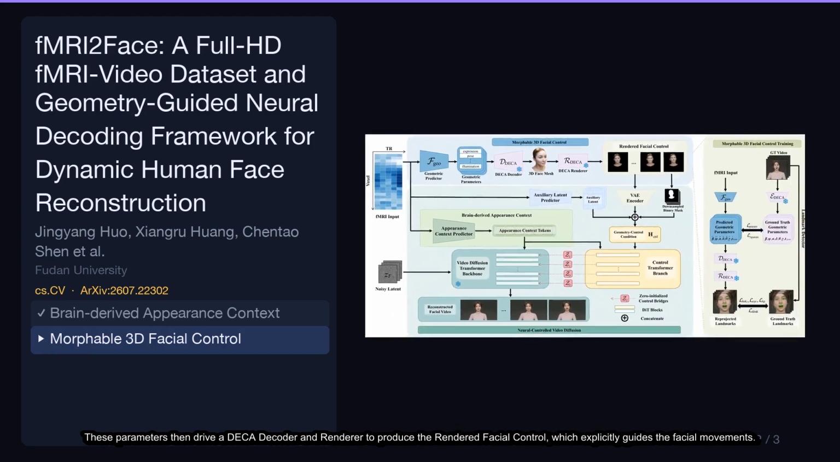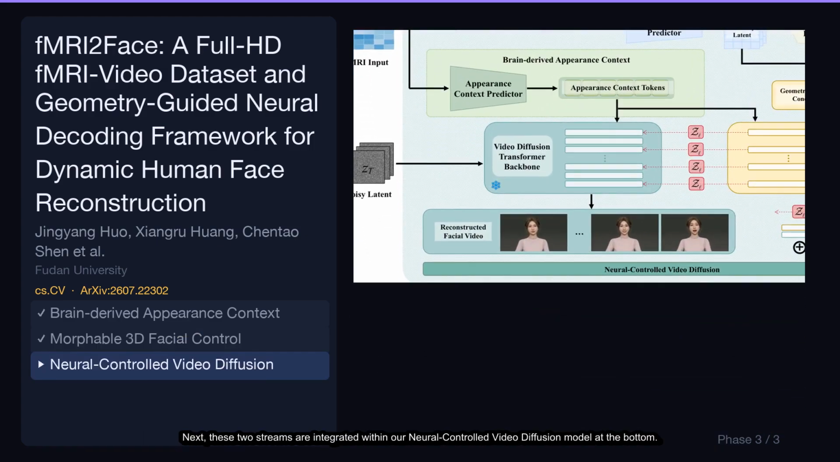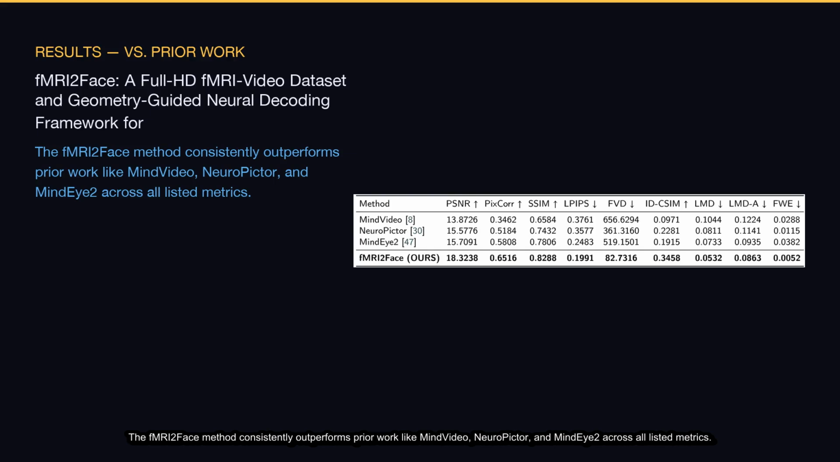Next, these two streams are integrated within our neural-controlled video diffusion model at the bottom. Here, a control transformer branch uses the geometry control condition to guide the video diffusion transformer backbone, ultimately generating the reconstructed facial video. The fMRI-2Face method consistently outperforms prior work like MindVideo, NeuroPictor, and MindEye2 across all listed metrics. It shows substantial improvements in metrics, such as FVD and FWE, demonstrating superior performance in dynamic human face reconstruction.